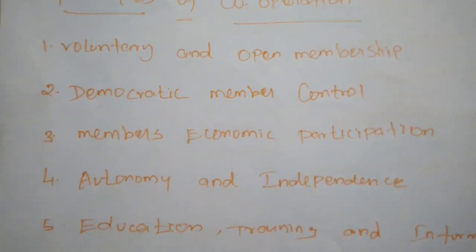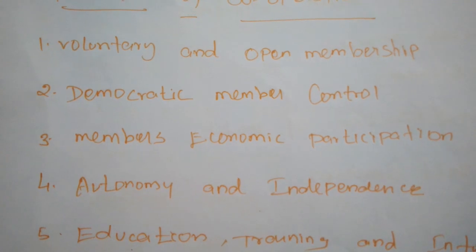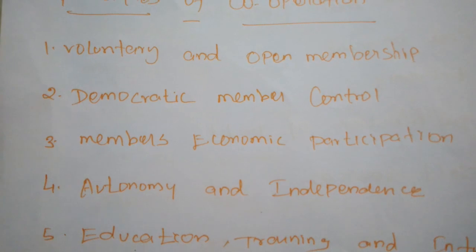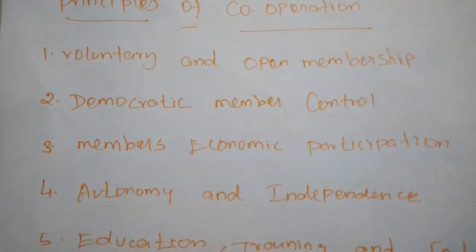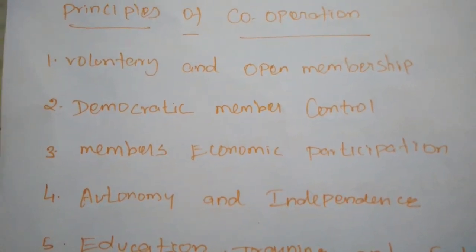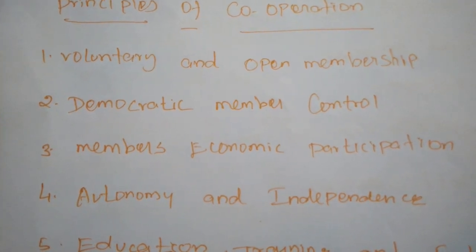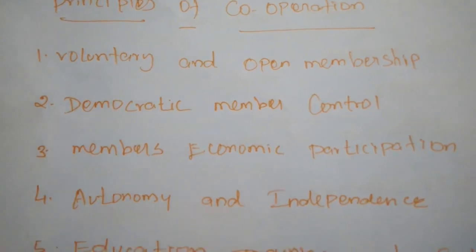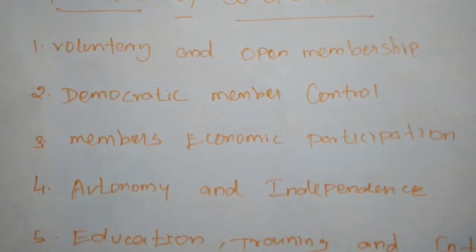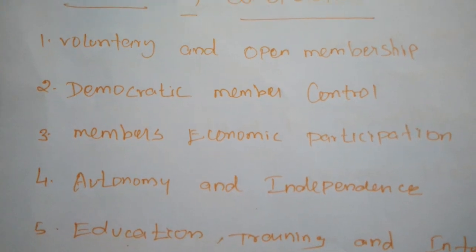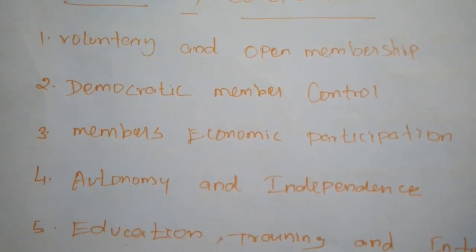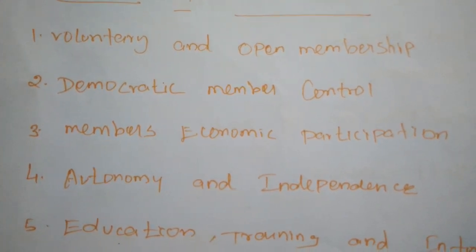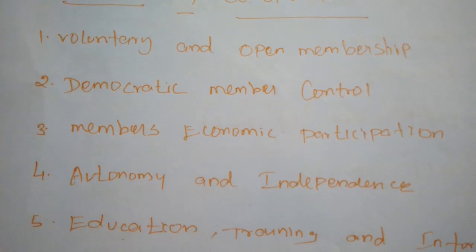The next one is democratic member control. Cooperatives are democratic organizations controlled by their members, those who buy the goods or use the services of the cooperative, who actively participate in setting policies and making decisions. The member control is also democratic. There is no government intervention, and people select their leaders from among the members.